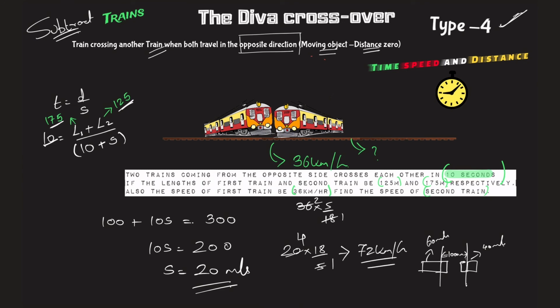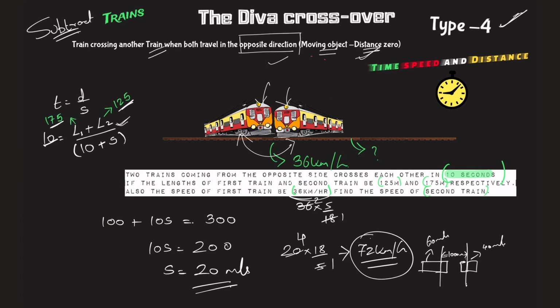So the speed of one train is 36, the speed of another train is 72 kilometer per hour. So what did we learn from type 4? Two trains traveling in opposite direction, distance between them is 0. It means the engine of this train is touching the engine of the next train. Obviously they both are on different tracks. But what is the distance traveled in this case? Length of two trains, just like the bridge, just like type 3.